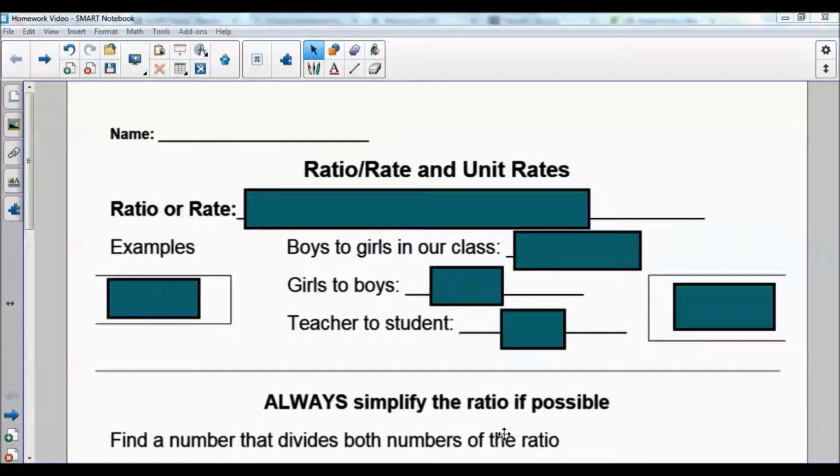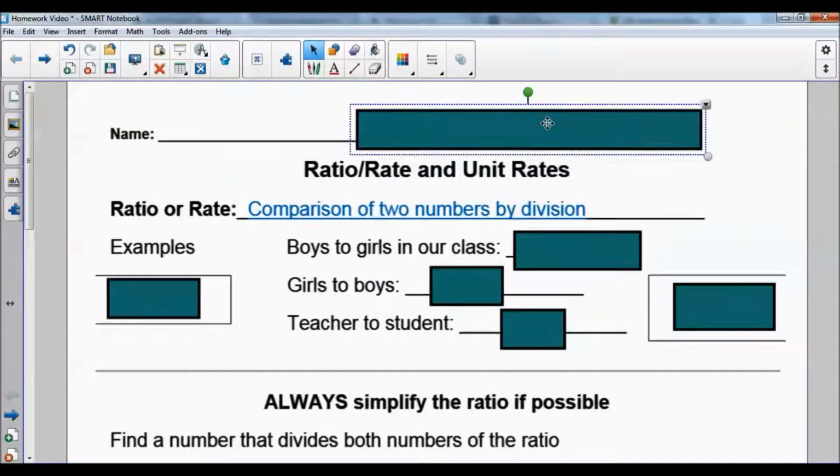Hey guys, so our next unit is on proportions. So the first thing we're going to talk about is ratio and rates and unit rates. Okay, so first we're going to start with the definition. A ratio or rate is a comparison of two numbers by division.